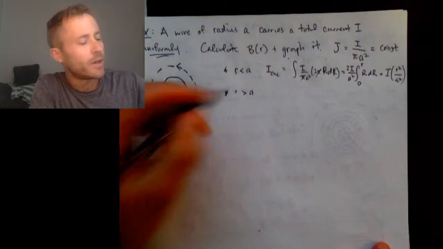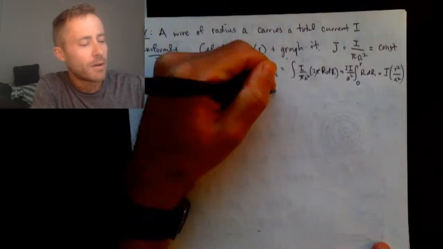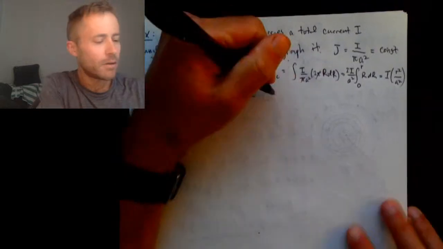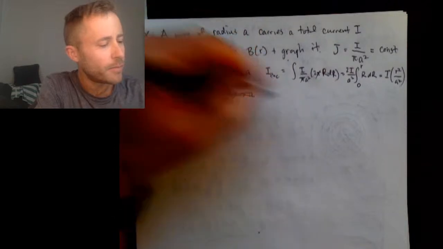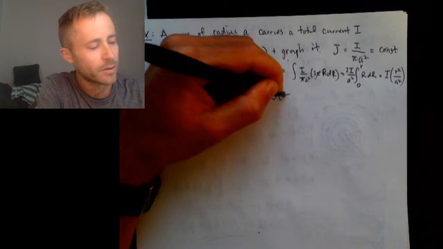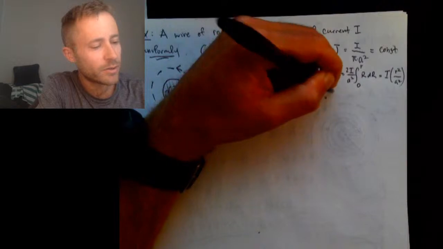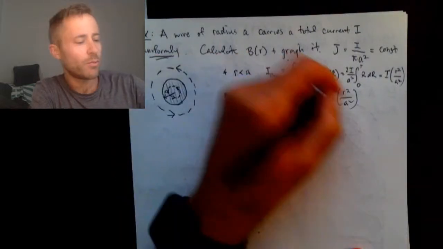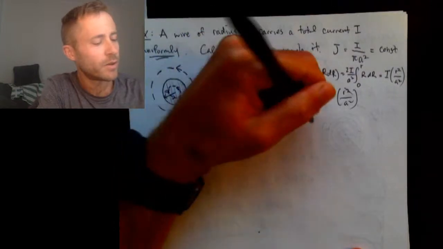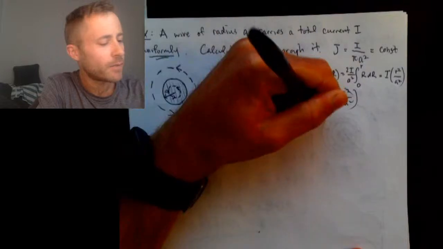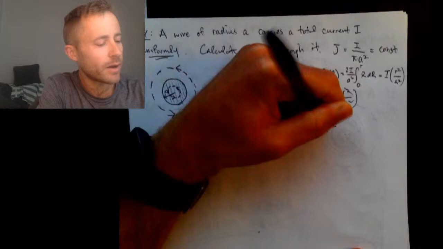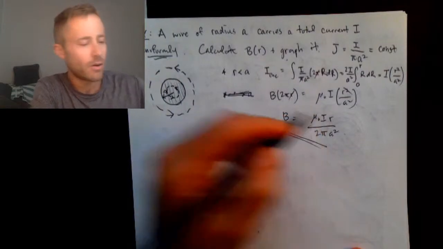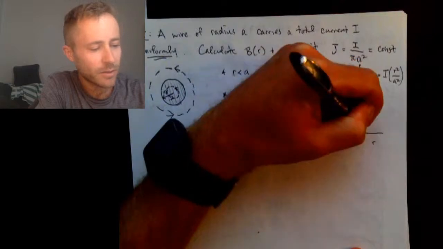So then when we go to Ampere's law, the left-hand side is B times 2 pi r, and the right-hand side is mu naught times the current enclosed. So this factor of r cancels out one of those, and I get that B equals mu naught I r over 2 pi a squared. So this is the magnetic field inside the wire, and we can see that it depends linearly on r. So that magnetic field as a function of r is going to look like this.